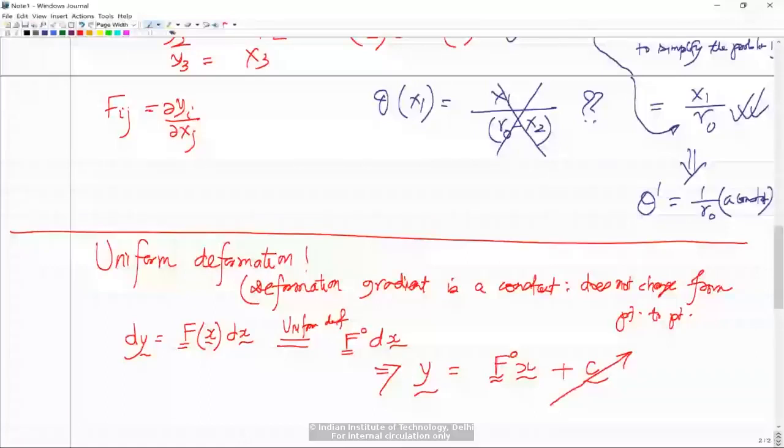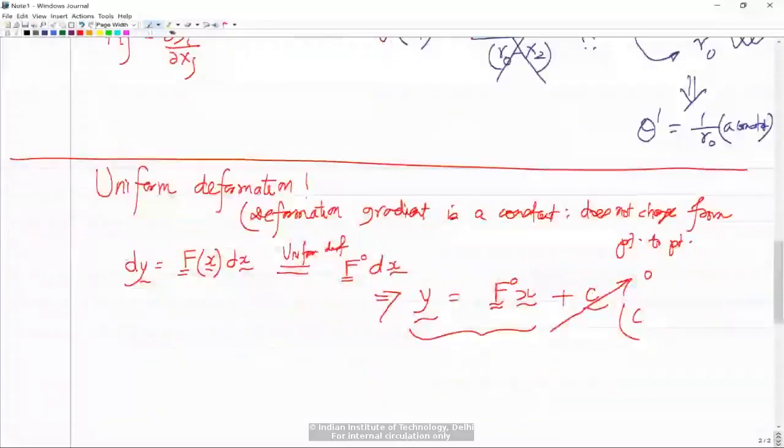So whatever you get from y equal to f naught x, you're further adding to it a constant c to every point. So it's like displacing the entire body by c, a rigid translation of the entire body by c. As far as analyzing the deformation is concerned, we can neglect the rigid translation. So without loss of generality, let's say that c is equal to 0. I can write here, it corresponds to rigid translation.